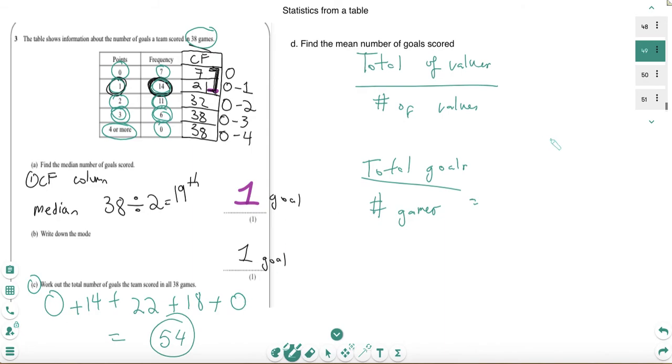So in total, they scored 54 goals, and we're going to divide that by 38 games. So 54 divided by 38 should give us our mean, all right? That's 1.42 goals. And that's how you find your mean. All right?